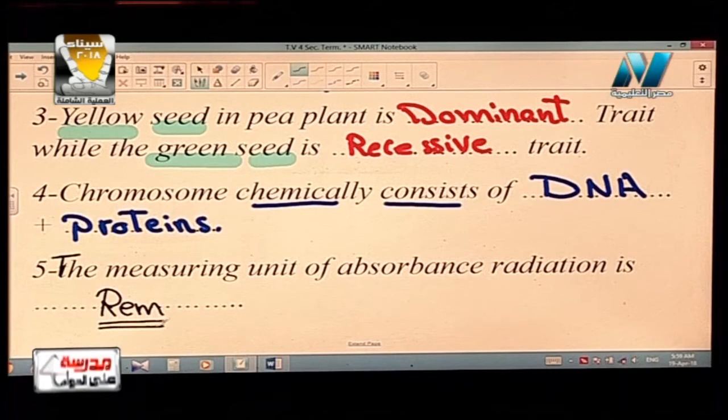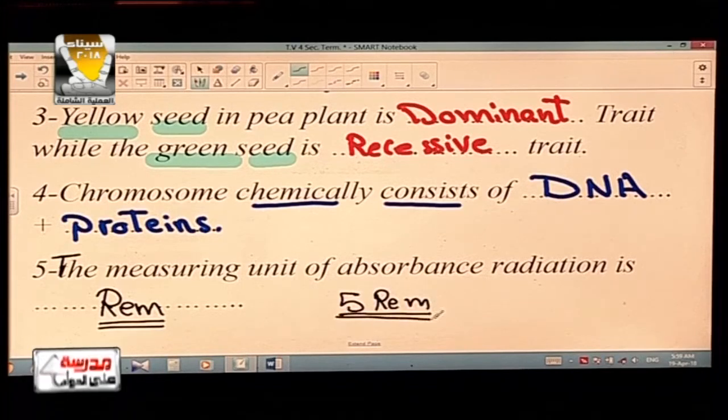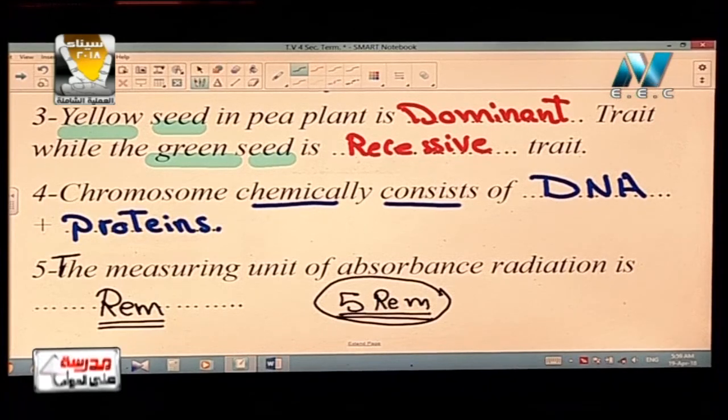Is rem. And we can't expose more than 5 rem daily. ممكن we can expose to radiation, ممكن نتعرض للإشعاع, but not more than, or doesn't exceed, 5 rem daily, يوميا.